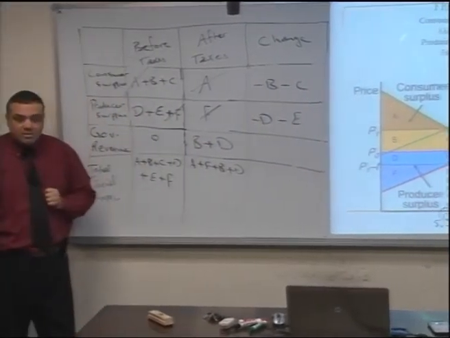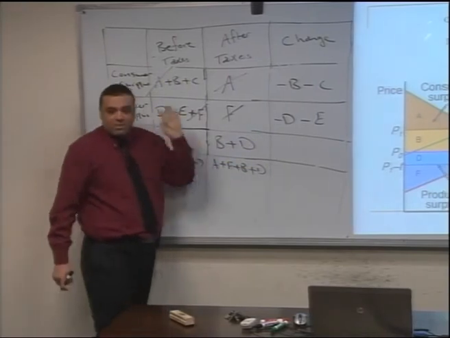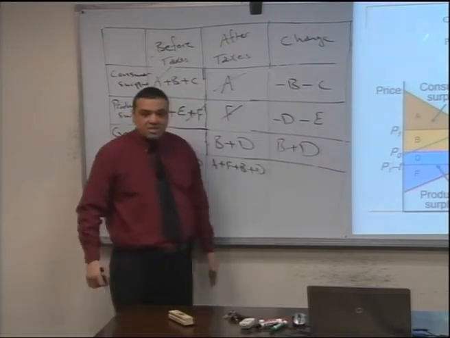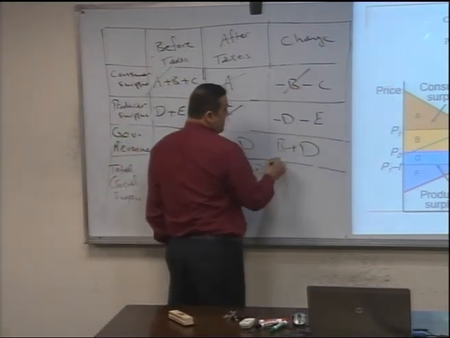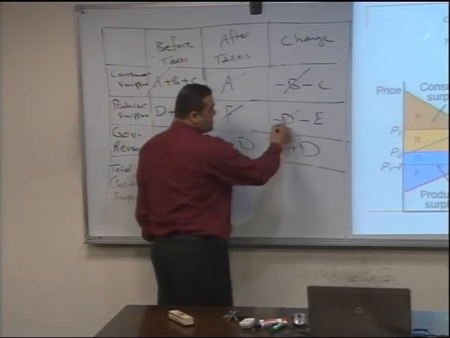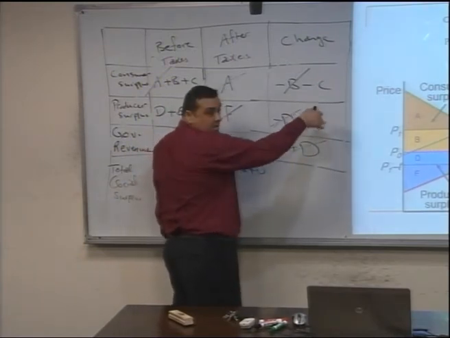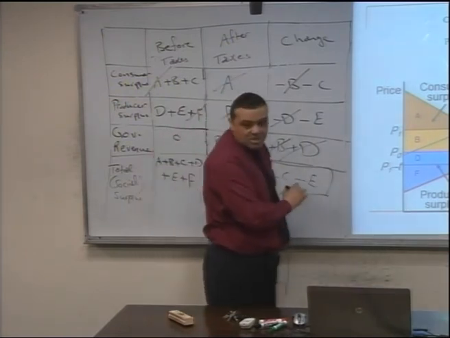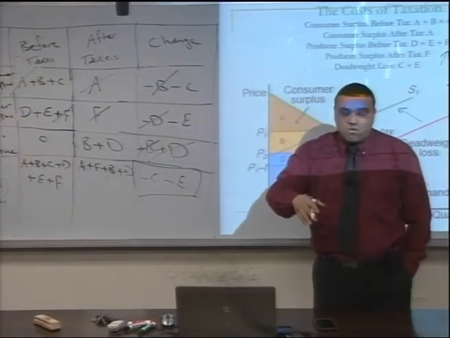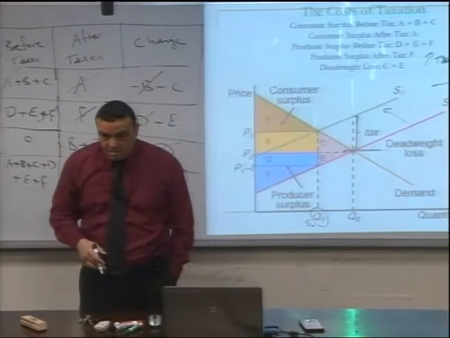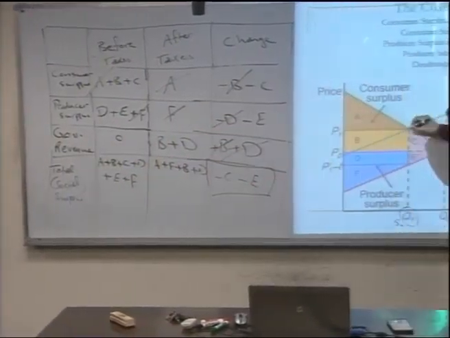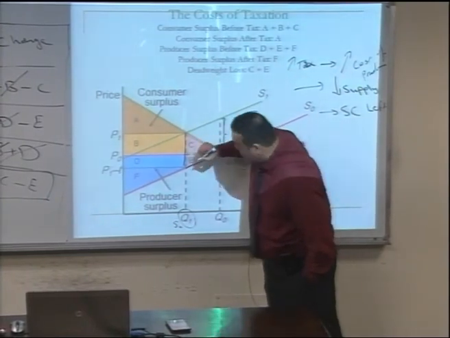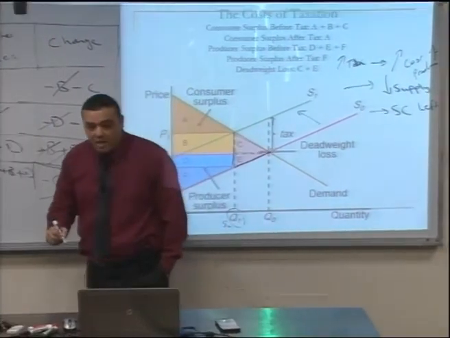What about the government? B plus D minus 0, so B plus D gains. The summation of these: minus B with positive B, minus D with D. So the result, minus C minus E, is the deadweight loss. This is the final result of the welfare loss for the community. So this triangle here represents the welfare loss.